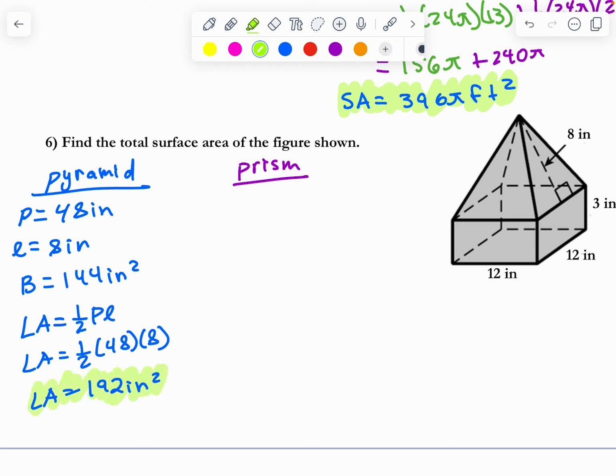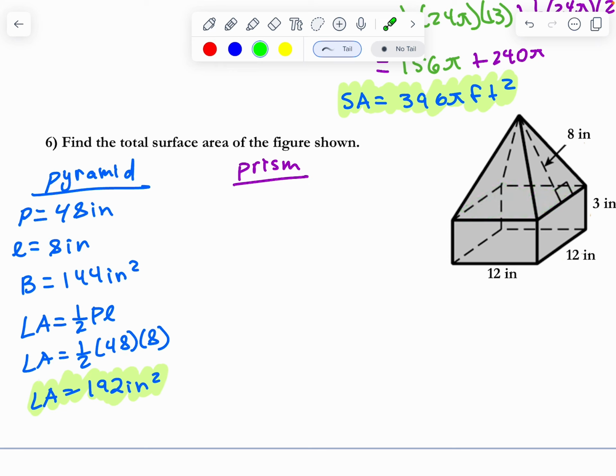Now let's find the lateral area of the prism, followed by the base, and then we're going to add everything together. Now, why am I only doing the lateral area? Well, remember, the base is where they're conjoined here.